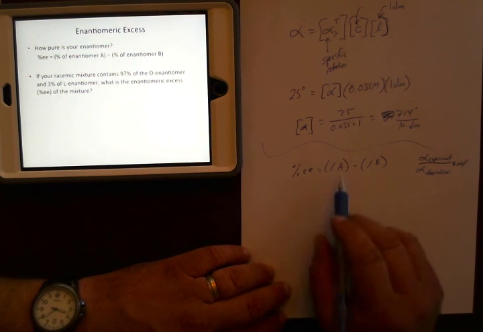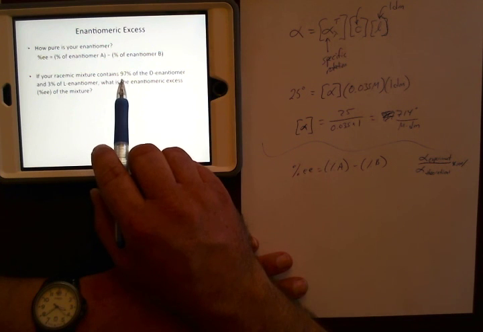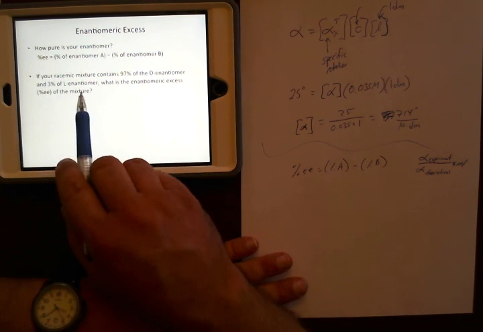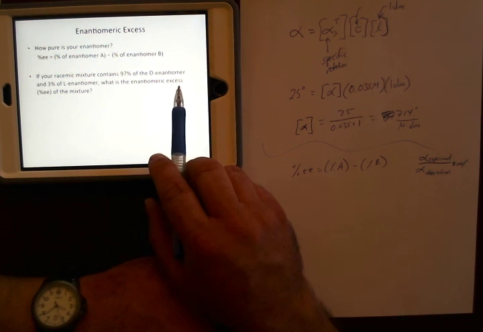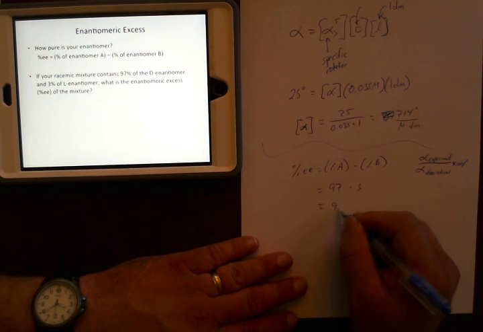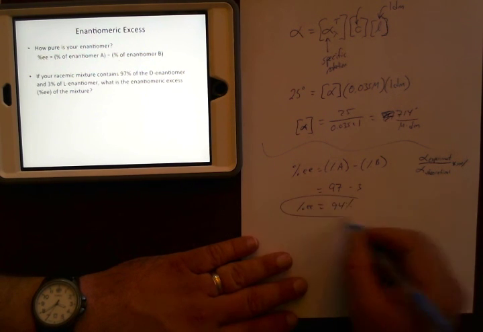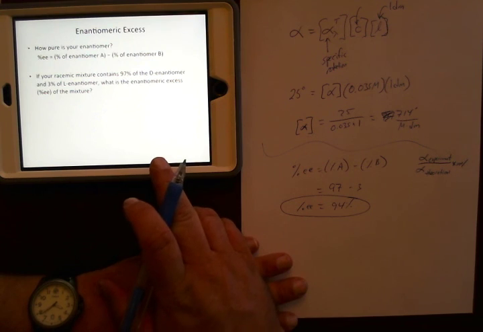Here, say you have a mixture of 97% D enantiomer and 3% L enantiomer. What is the enantiomeric excess? That would be just 97 minus 3, which ends up being 94%. So your percent EE is reported as 94%.